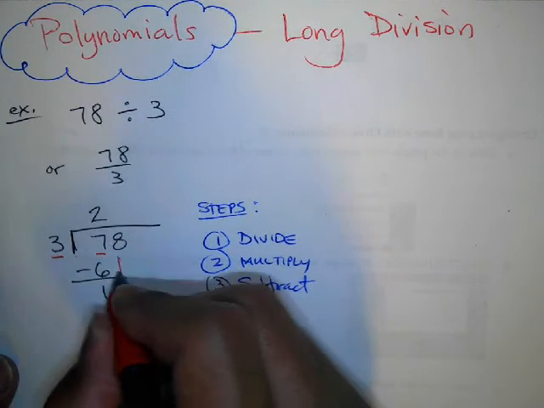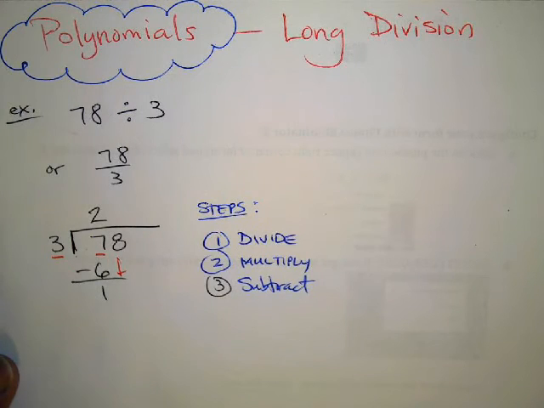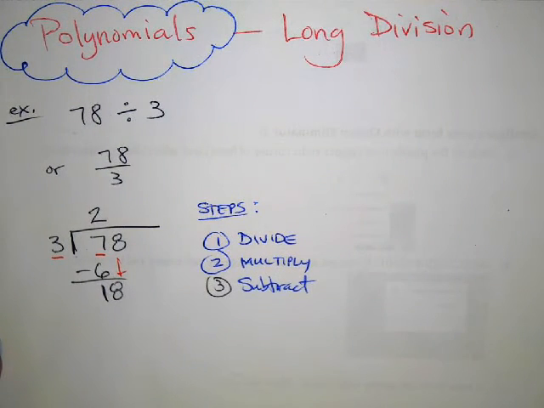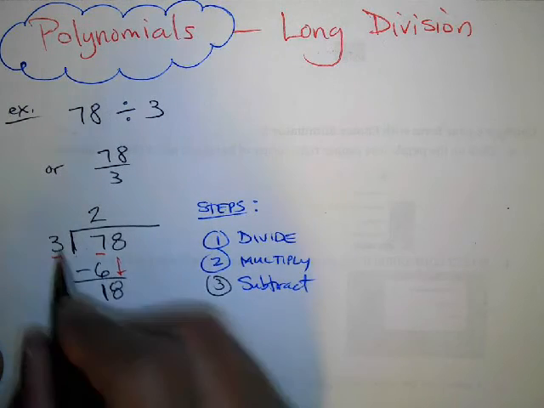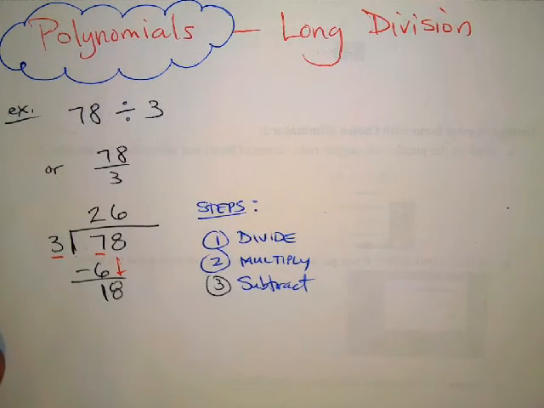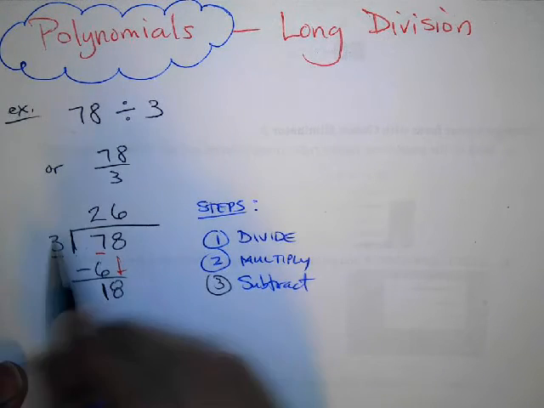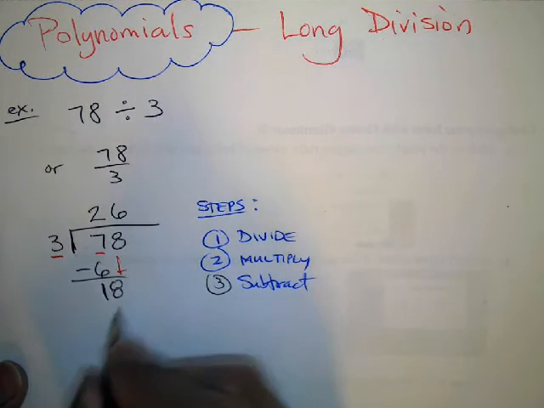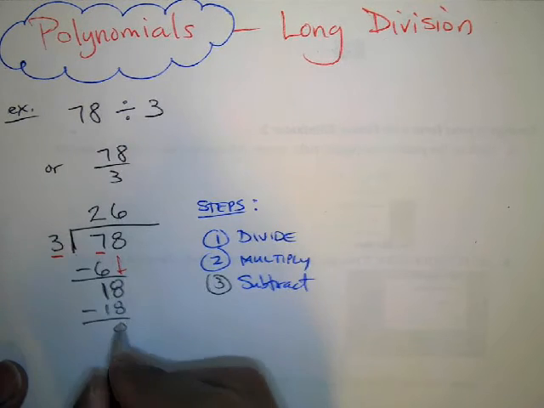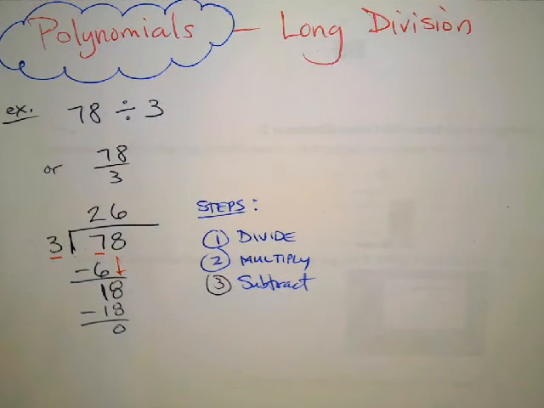And we're not finished, so we drop the next number. That would make this an 18 now. And 3 does go into 18, right? 3 goes into 18 6 times. And then you multiply the 3 times the 6. That's step 2, to multiply, 3 times 6, 18, subtract. And we get the remainder 0.